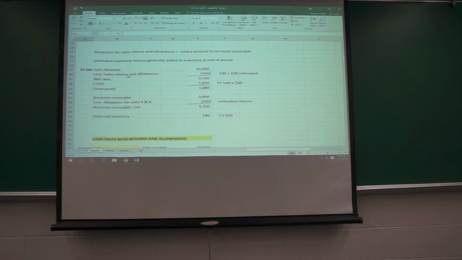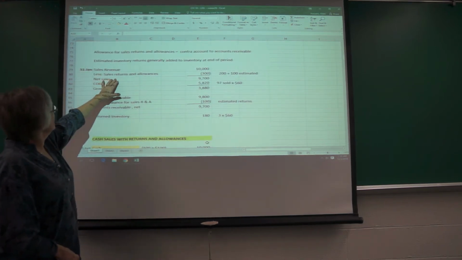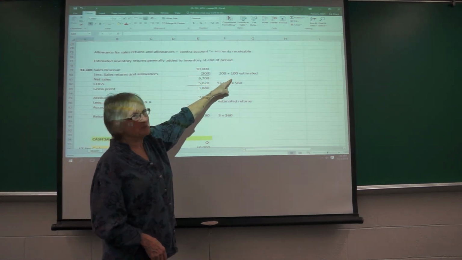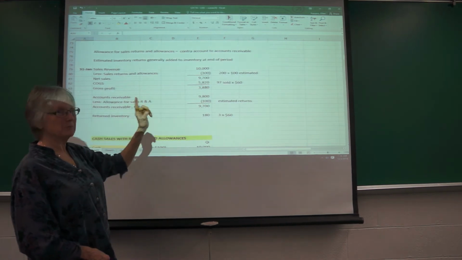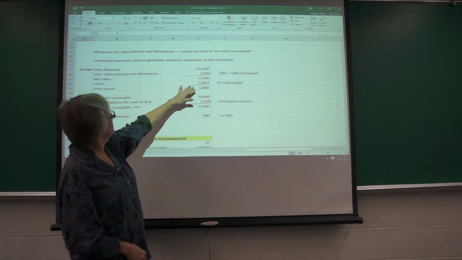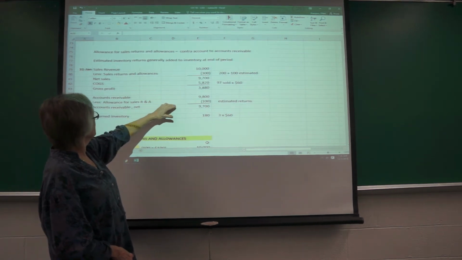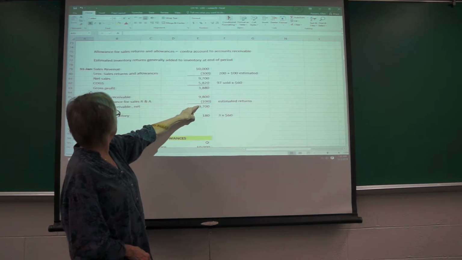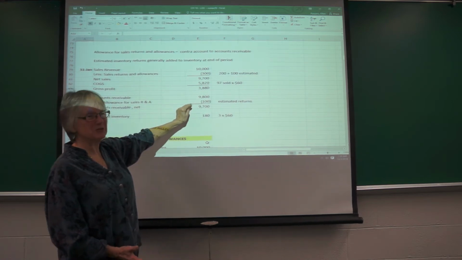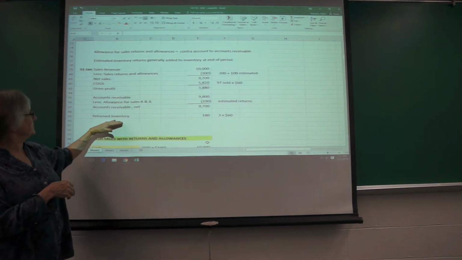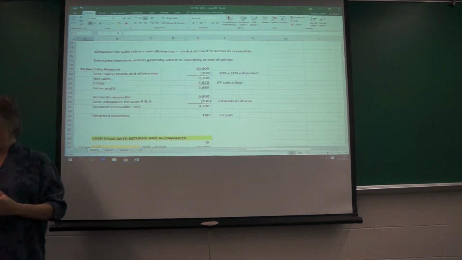Let's look at how that would be on the income statement. You'd have your sales revenue less your sales returns and allowance, and that's going to include the 200 actually returned plus the 100 estimated to be returned. So then you've got your cost of goods sold, your accounts receivable are going to be the 9,800, less your allowance for sales returns and allowance, your future estimated returns. And then you have your returned inventory of 180.